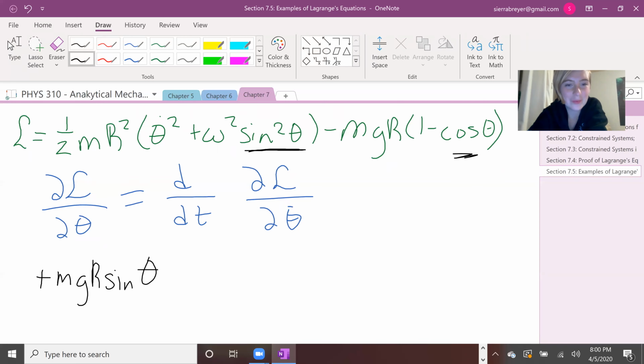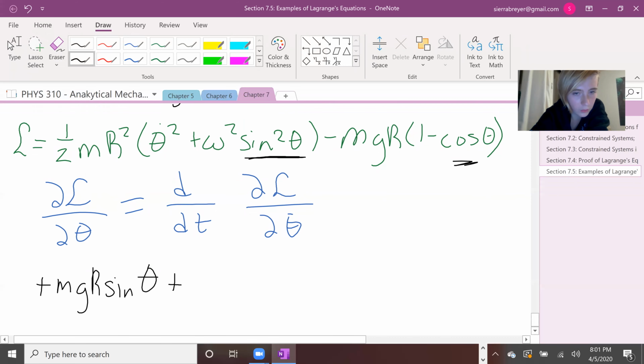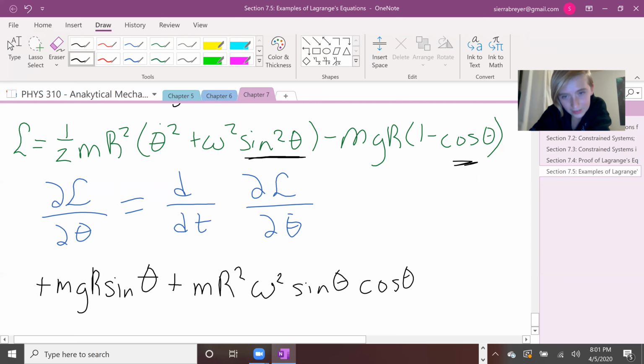When we do that, we end up with a plus 1/2 that cancels with the 2 of the exponent. So we end up getting m r squared omega squared times sine theta cosine theta.